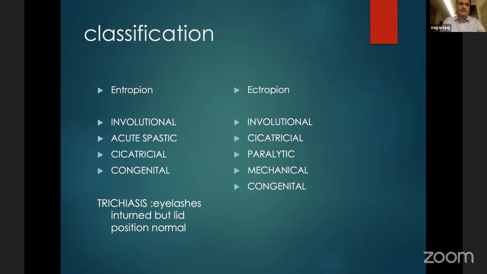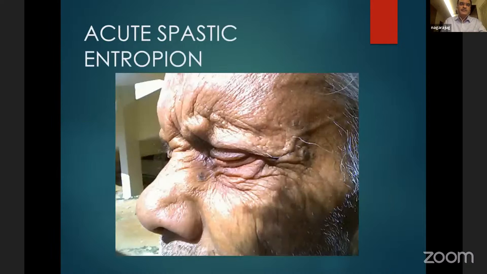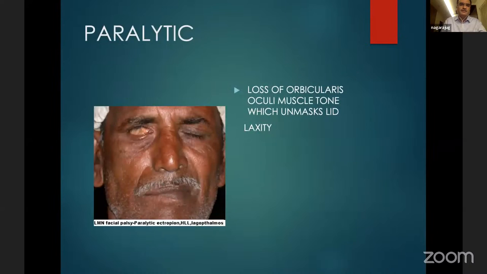If you take the general classification of lower lid malpositions, for both ectropion and entropion we have congenital causes, cicatricial causes, involutional causes. And of course, we have acute spastic entropion exclusively in the entropion variety. For ectropion, we have mechanical and paralytic causes. Congenital cause is totally different. Acute spastic cause is mainly any irritation in the anterior segment, and mainly an ocular surface disorder can produce an acute spastic entropion, which can be eliminated by treatment of the cause. A paralytic ectropion is mainly because of laxity of the lids and because of the paralysis of the orbicularis oculi muscle. So these are easily understood.